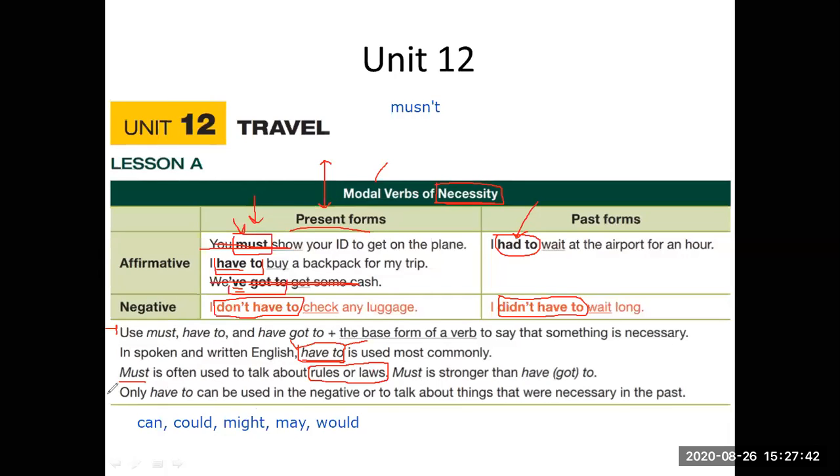Okay, the last rule says only have to can be used in the negative or to talk about things that were necessary in the past. Okay, the same thing I said here. Only have to can be used in the past or in the negative, like these two sentences. Right.